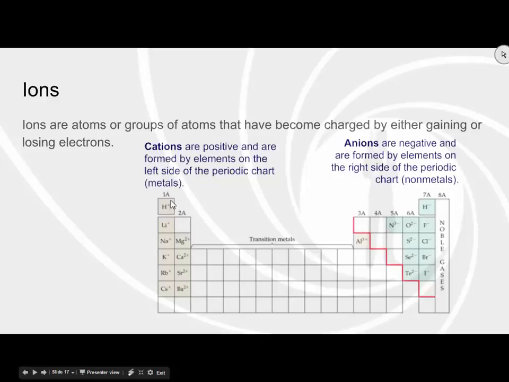Here you can see an example. Everything in the first column, if you notice, all has a +1 charge. Everything in the second column is a +2. Aluminum over here is a +3.